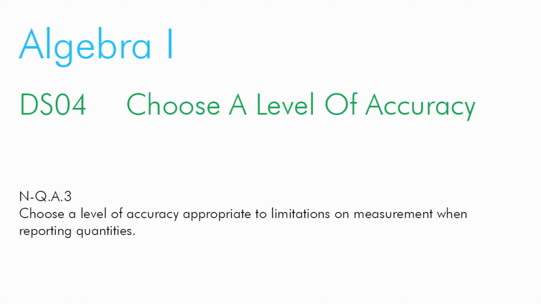In today's lesson, DS04, we're going to be talking about the accuracy of measurement instruments like rulers and syringes, things like that, that you can use to measure distance or fluid or capacity, and how to choose the right one to be more accurate or more precise. This connects to Common Core strand N-Q.A.3, which is choose a level of accuracy appropriate to limitations on measurement when reporting quantities. Important here is the word limitations.